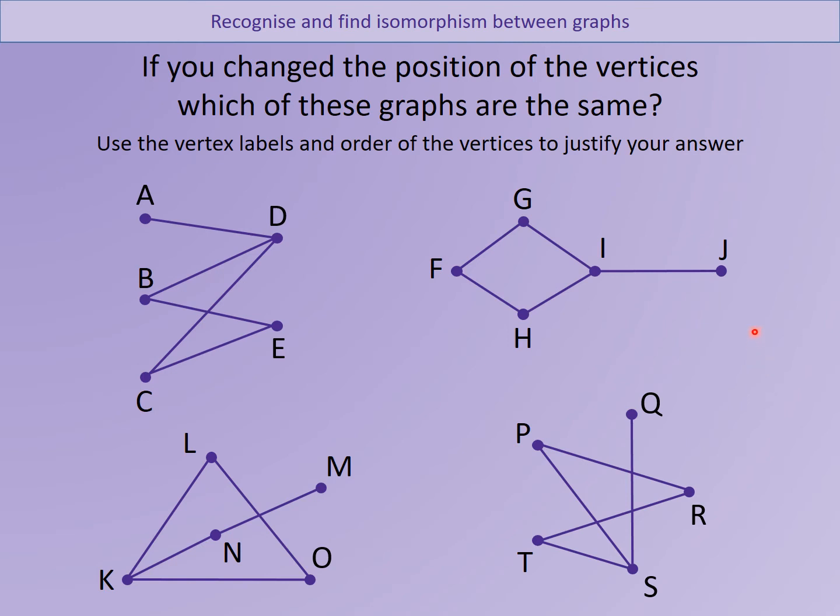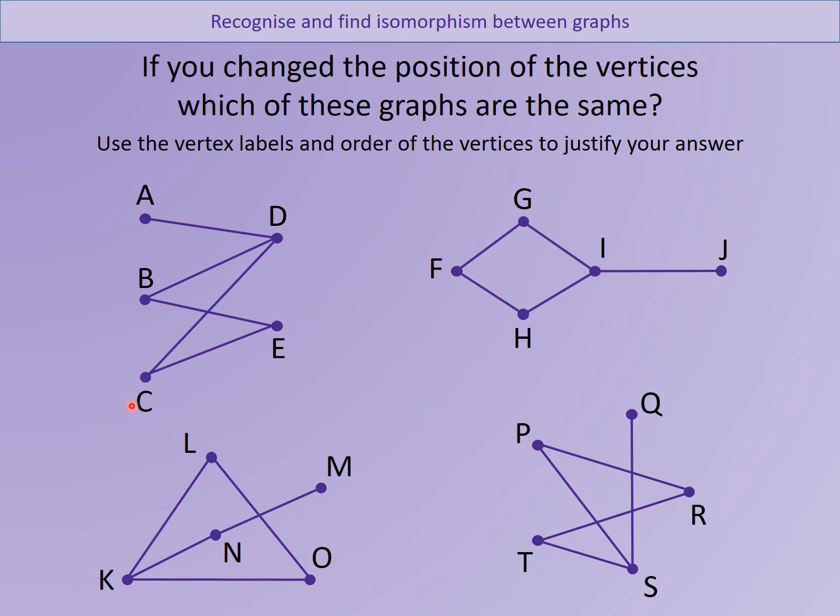Okay, so what I'd like you to do is just see if you can move any of the vertices on any of these four graphs to show which ones are exactly the same. And once you've spotted which vertices you'd swap to where, just try to pair up which vertices go with the letters of the other graphs. Okay, so just pause there, have a go, see if you can find out which ones are the same.